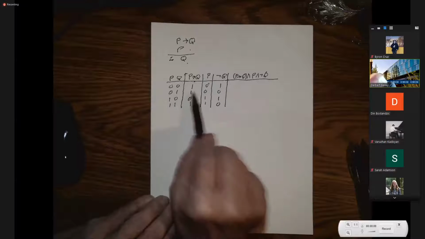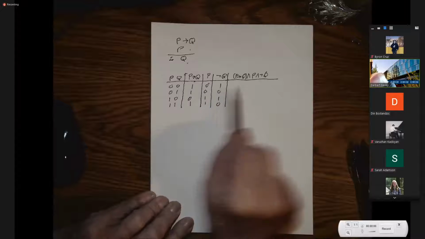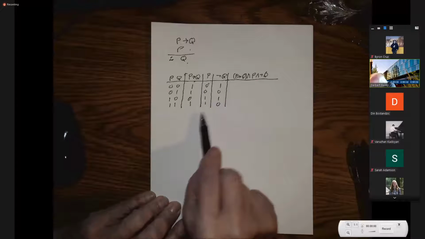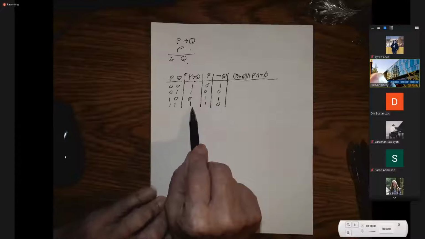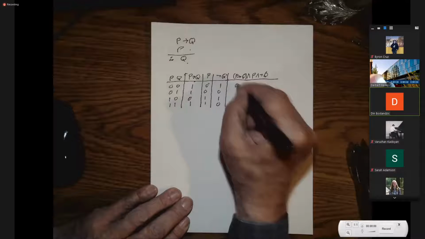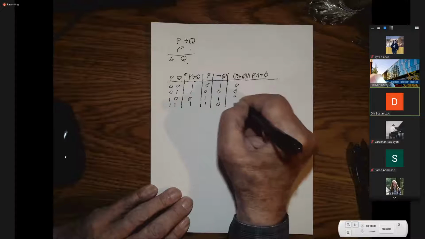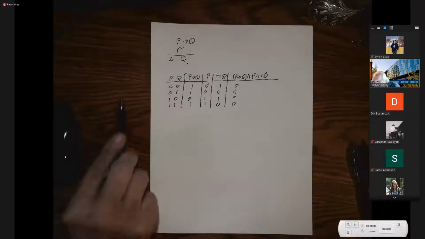Okay, well, this conjunction has three components. We know this is going to be true only if all three components are true, right? That's not the case for any one of these. So this is why we know that this argument is valid.